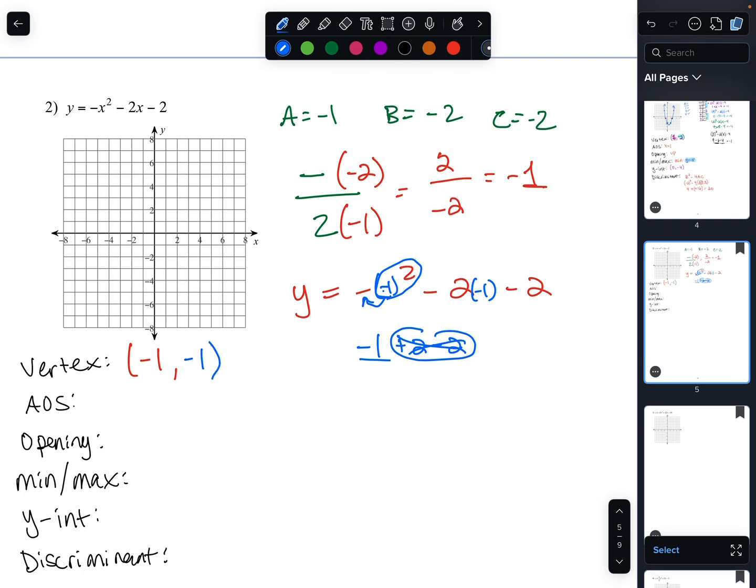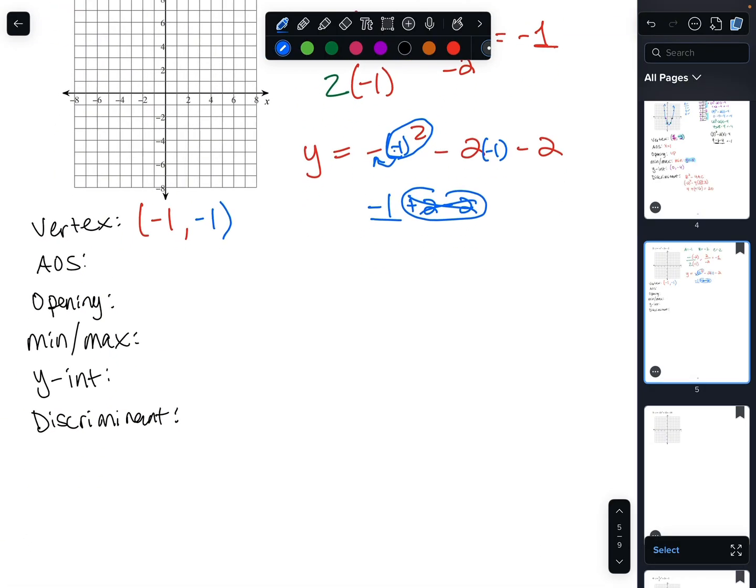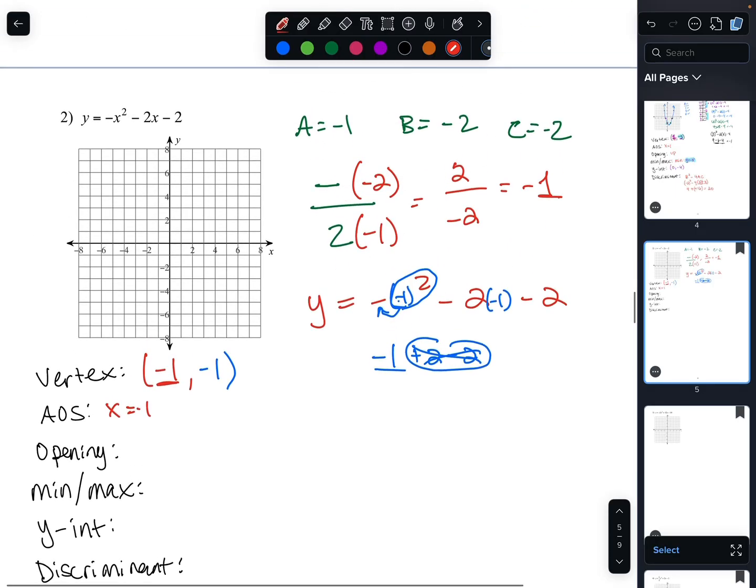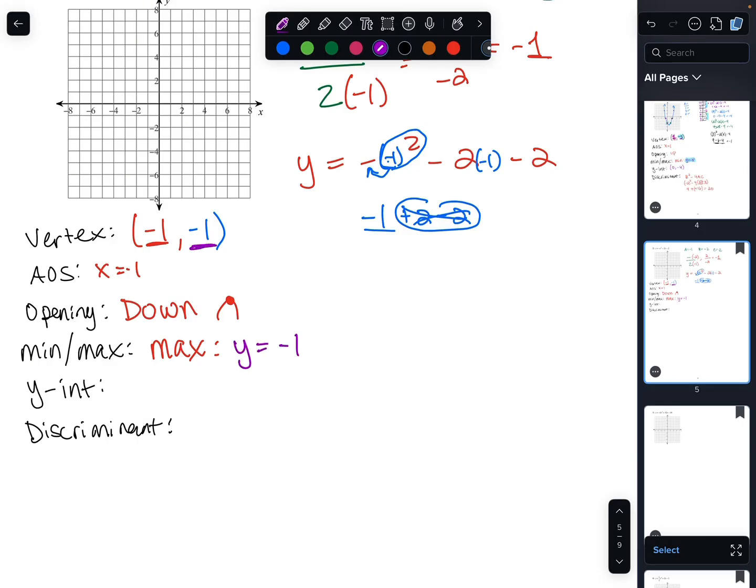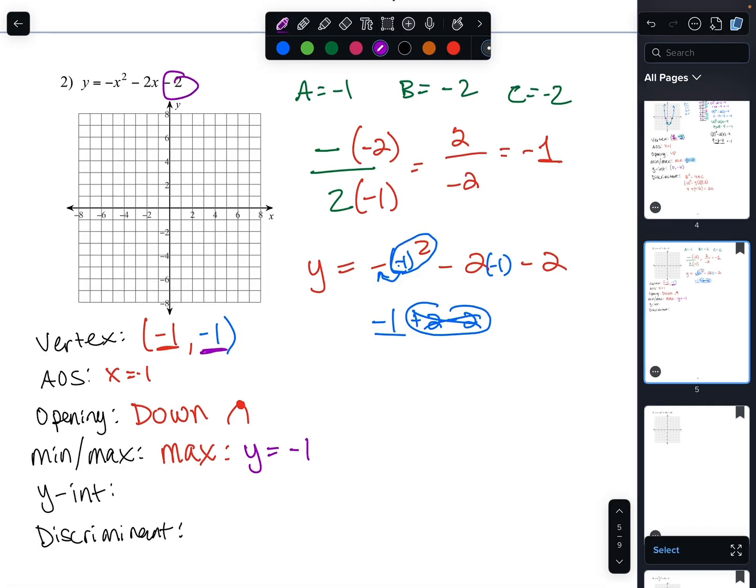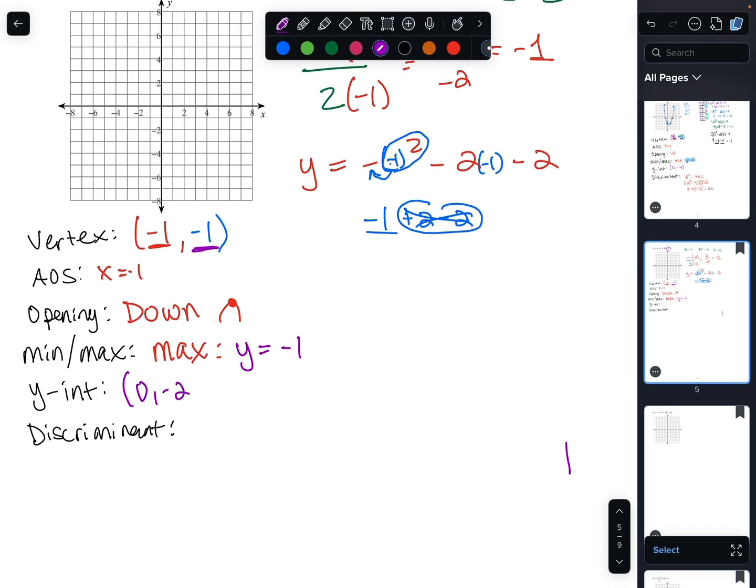Oh, now that I have my vertex, I can label almost everything else except for my discriminant. My axis of symmetry is at x equals negative 1 because it comes from right there. And because my A is negative this time, this is going to be an open down. So it's going to look something like this. And because it opens down, that means I have a maximum. Where's my maximum going to come from? Right here. Y equals negative 1. Your y-intercept is just whatever's at the very end. That's going to be 0, negative 2.